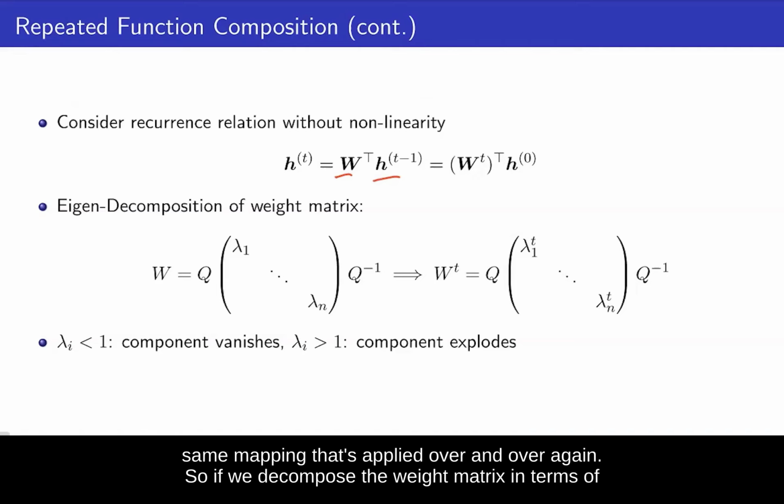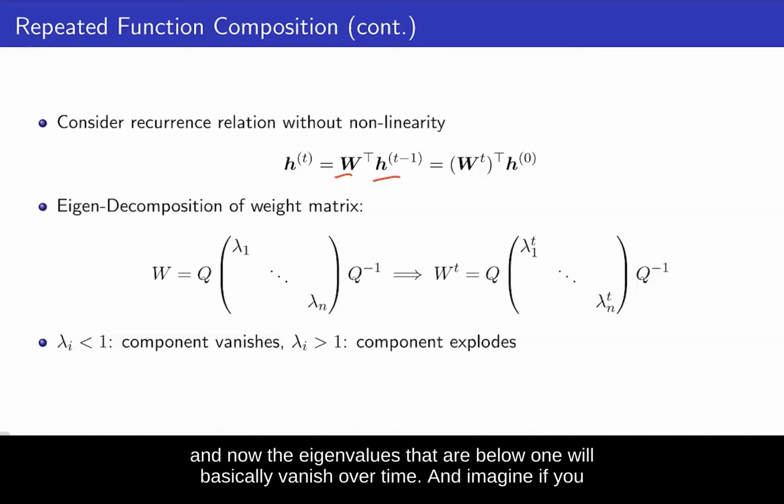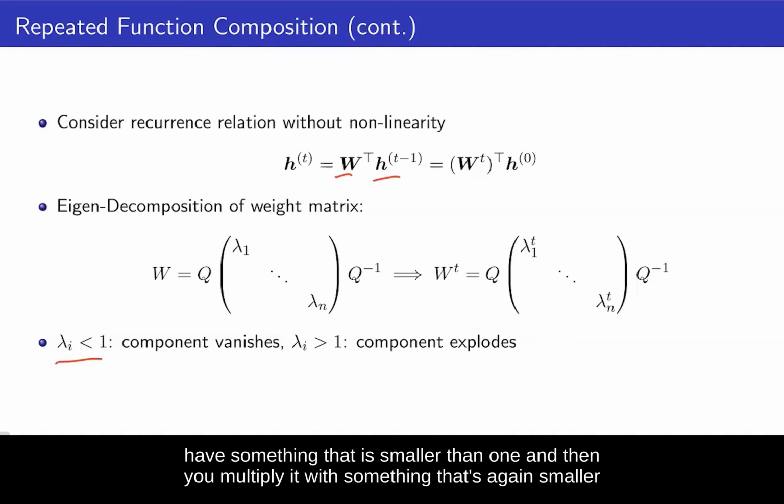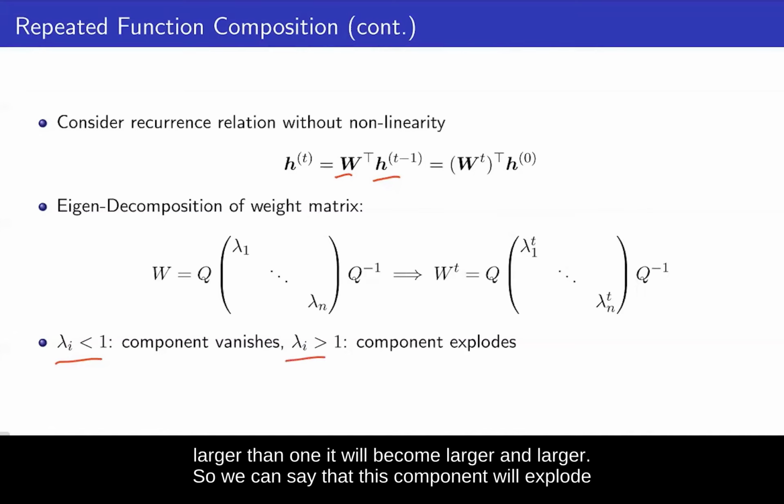So if we decompose the weight matrix in terms of its eigenvalues and eigenvectors, we can see that this raises the eigenvalues to a power. And now the eigenvalues that are below 1 will basically vanish over time. Imagine if you have something that is smaller than 1, and then you multiply it with something that's again smaller than 1, and so on. So it becomes less and less. Whereas if you have something that is larger than 1, it will become larger and larger.